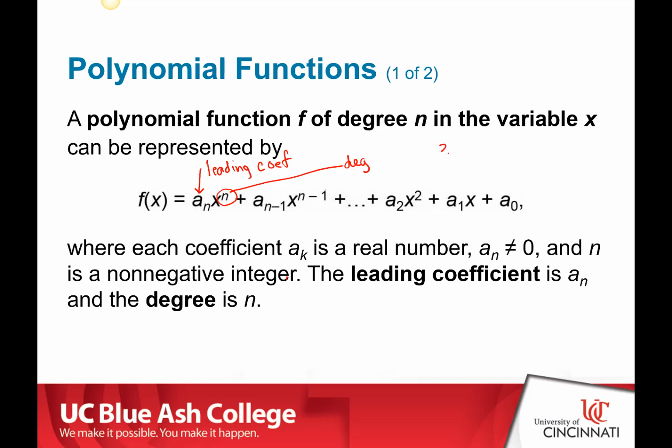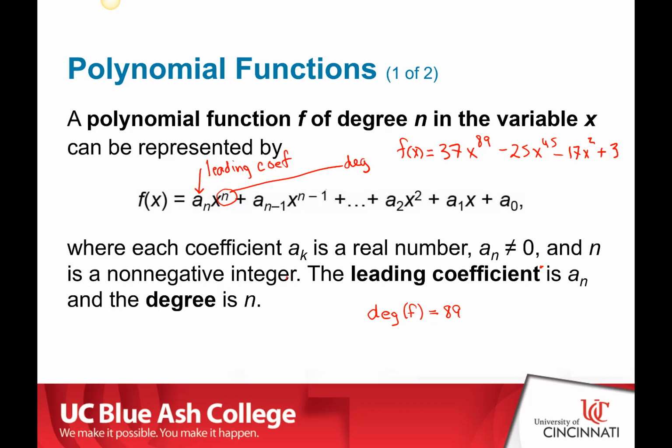If we had 37x to the 89th minus 25x to the 45th plus 17x squared plus 3, the degree of the polynomial would be the highest power of x. So the degree of that polynomial would be what? 89. One of the ways that they will write the degree is they would say something like the degree of f equals 89.